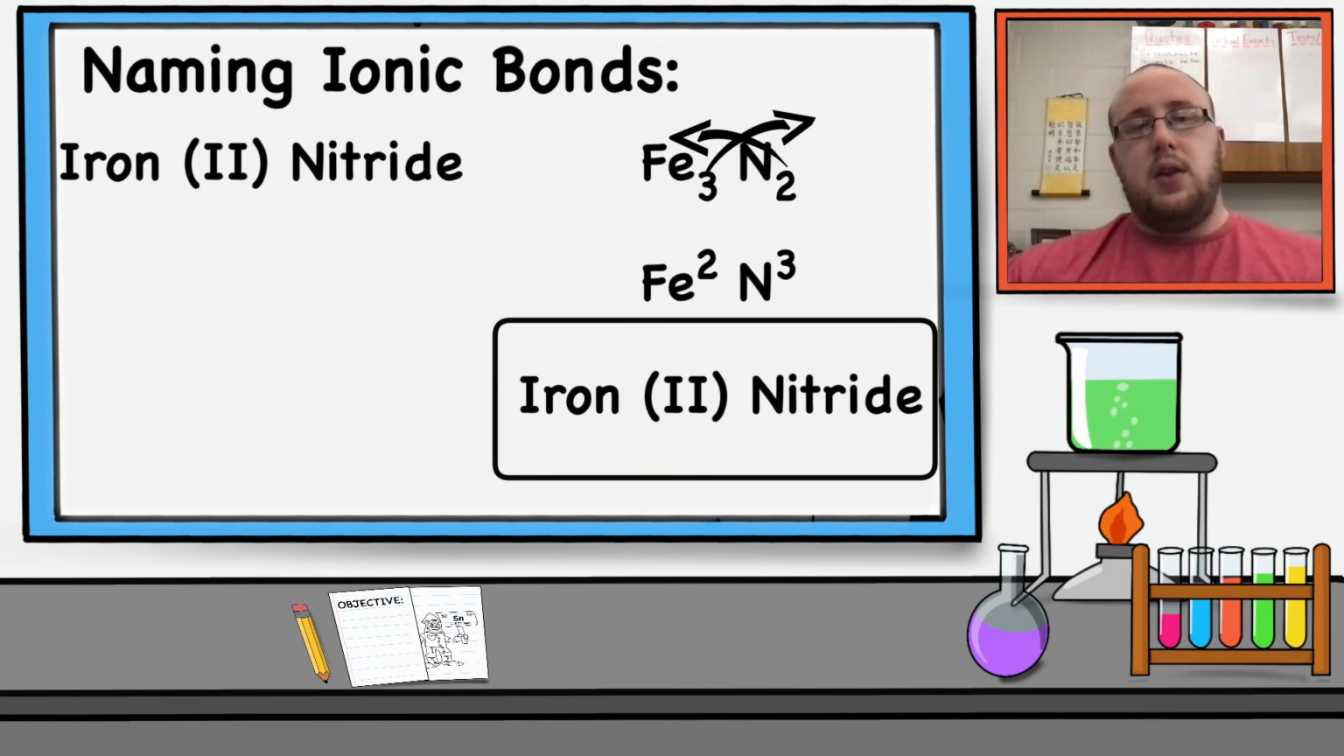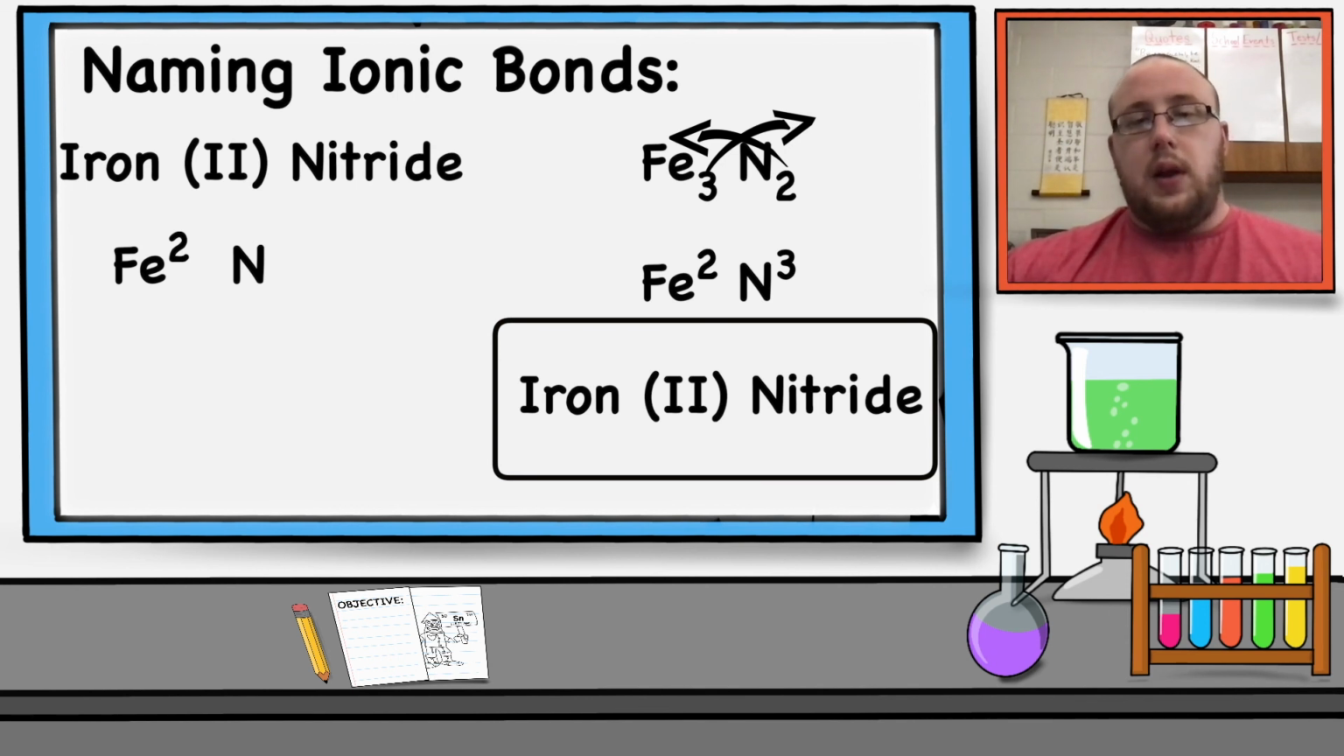Let's say we want to work this the other way. If I'm given the words iron 2 nitride, how do I work this and find the formula? Well, I see I have iron and nitride's nitrogen. The first thing I'm going to write out is nitrogen's N and iron's Fe. Halfway there. Now we've got to figure out our oxidation states for them. Fortunately, iron's a transition metal, so it gave us our oxidation state, iron 2.